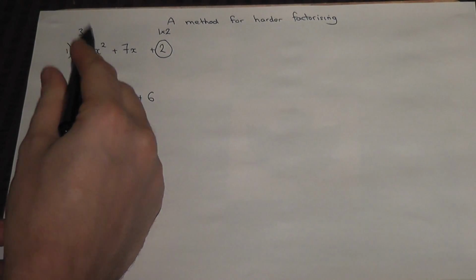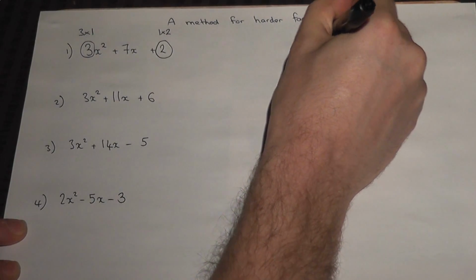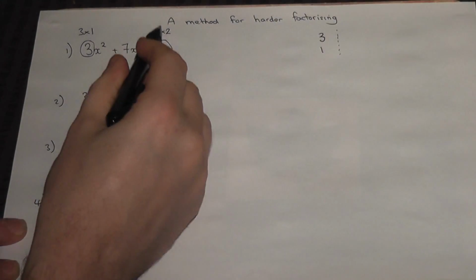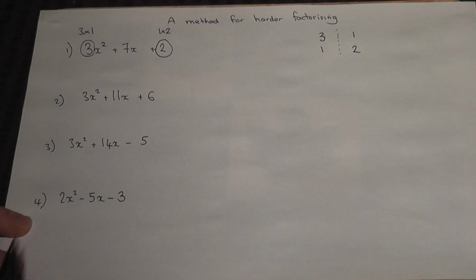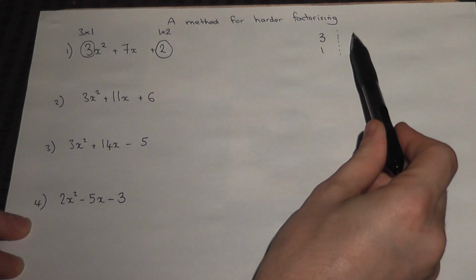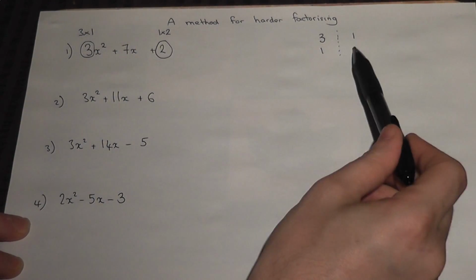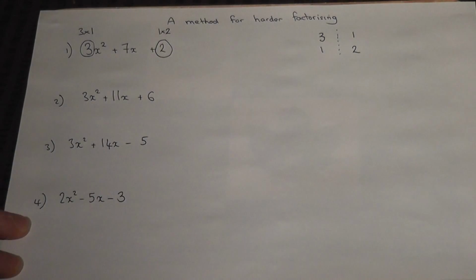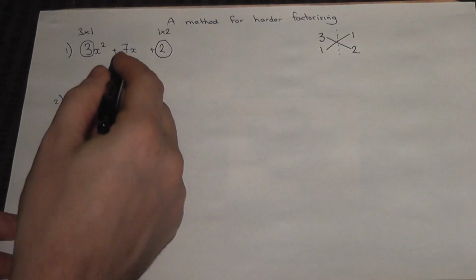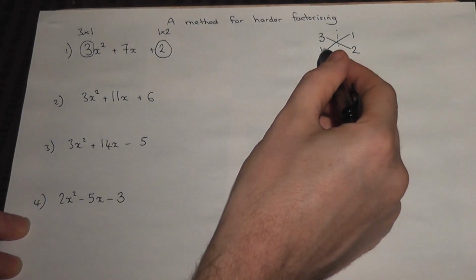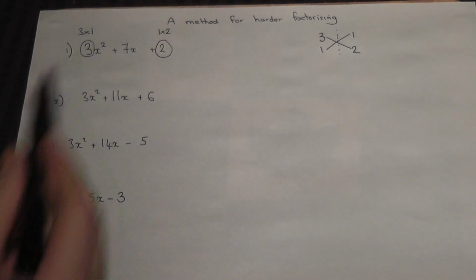We put these two numbers here in a column, and then we put these two numbers next to it also in a column. And we try to pair the numbers off to make 7 in the following way. If I do 3 times 1 and 1 times 2, 3 plus 2 is 5, not 7. But if I do 3 times 2 and 1 times 1, 3 times 2 is 6, 1 times 1 is 1, and 6 plus 1 is 7. So this pairing off gives us a 7 as required.